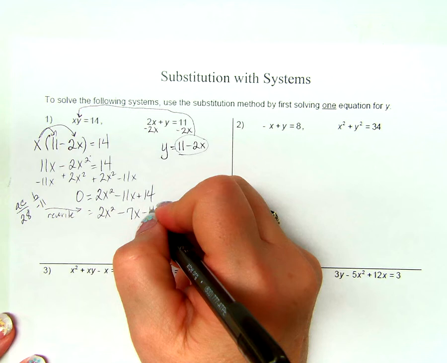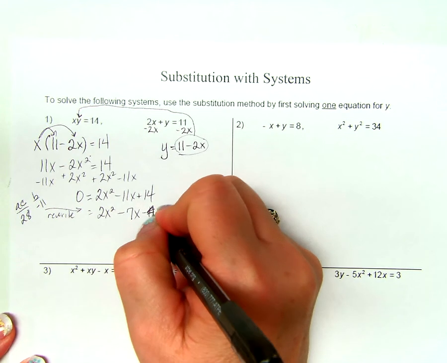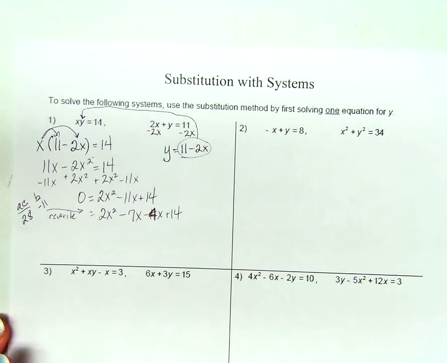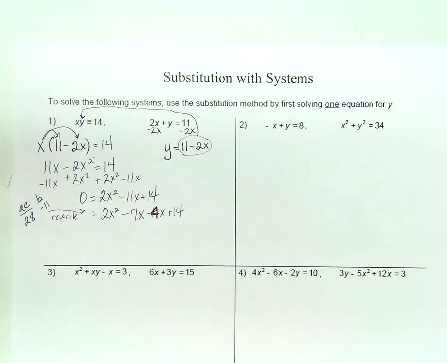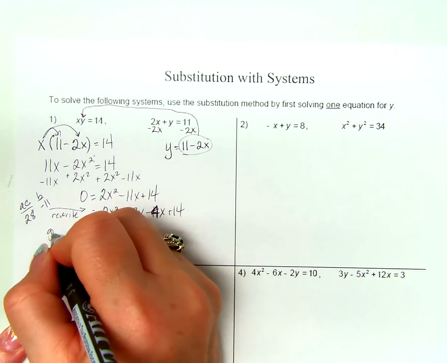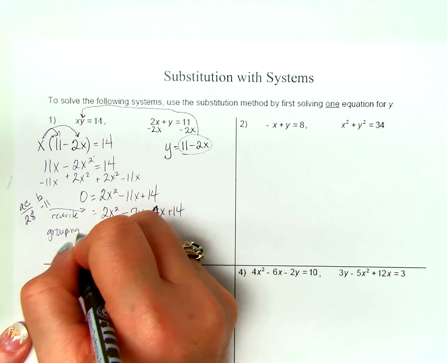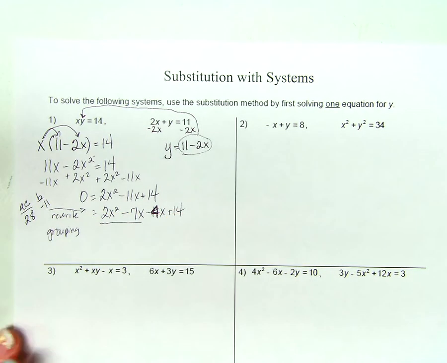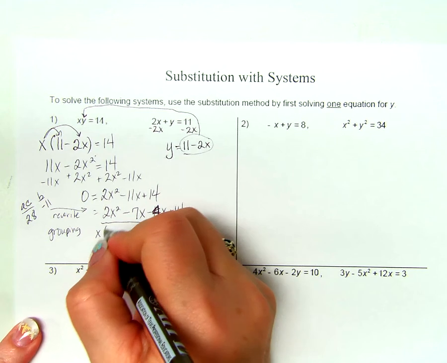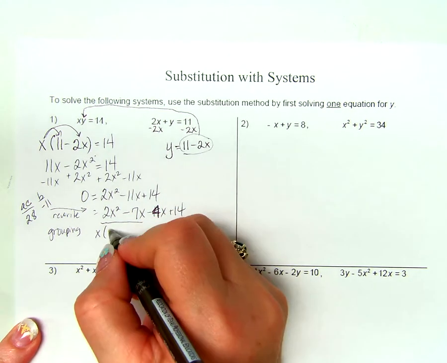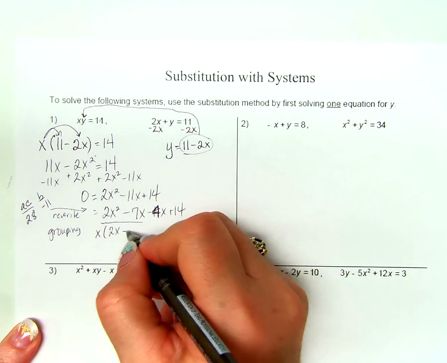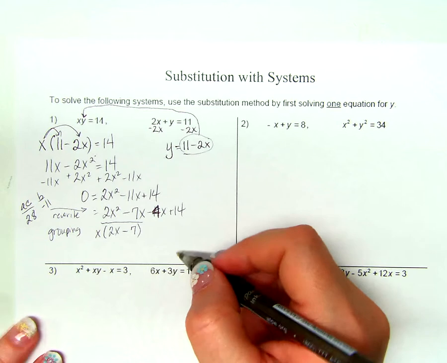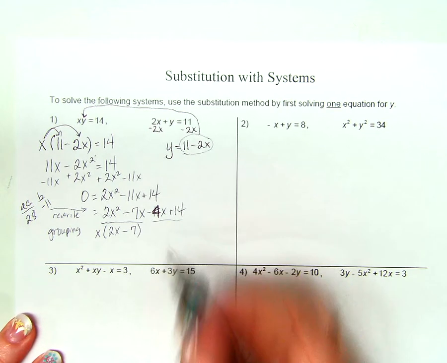Whoops, except I wrote 11 instead of 4. Sorry about that. Negative 7x and negative 4x, right? Now I factor by grouping. Just look at the first two terms. What do they have in common? X. If I factor out an x, what's left? 2x minus 7. Excellent.